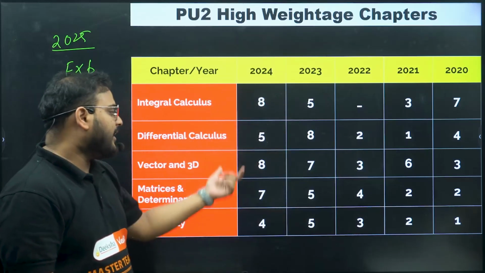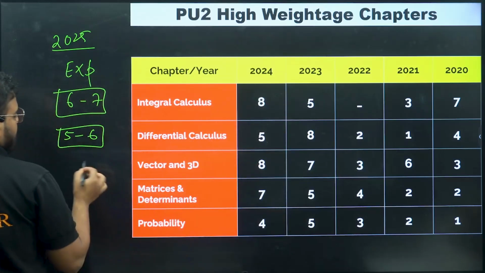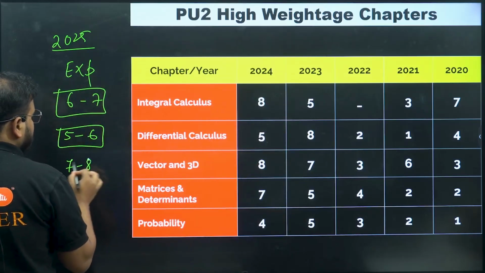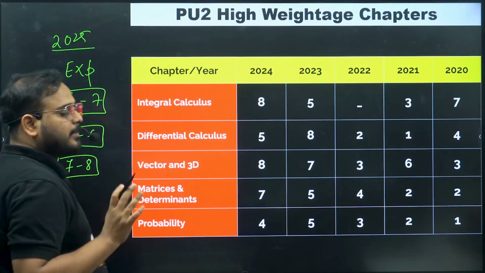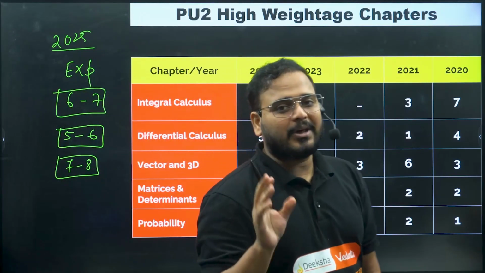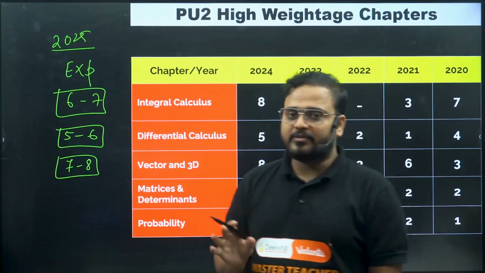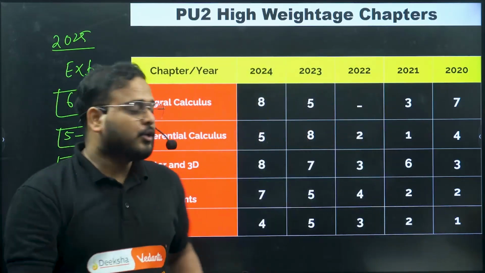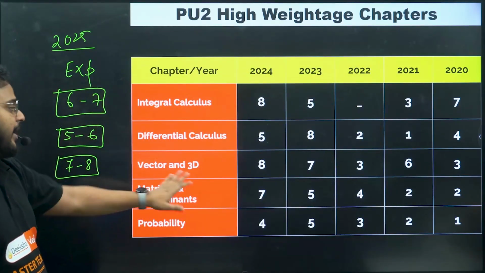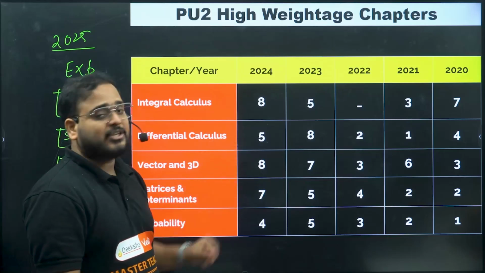Okay, great. Vector 3D, if you check here 8, 7, 3, 6, 3 from the last 5 years, again you can expect 7 to 8 questions this year as well in Vector 3D. Very simple chapter. If you know the formulas, you can actually get all of them right, and they'll not be tricky ones. So this is your friend in the examination. 7 to 8 marks can be easily achieved in this unit, okay?